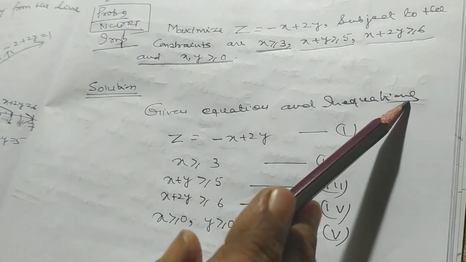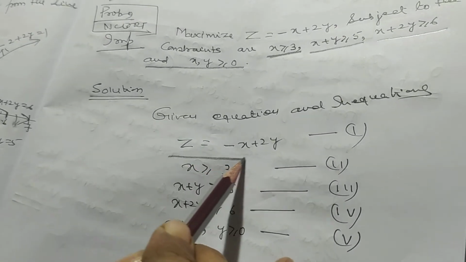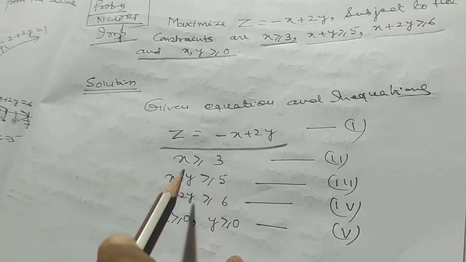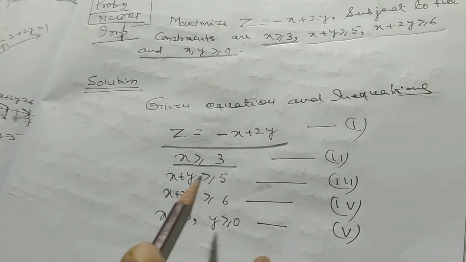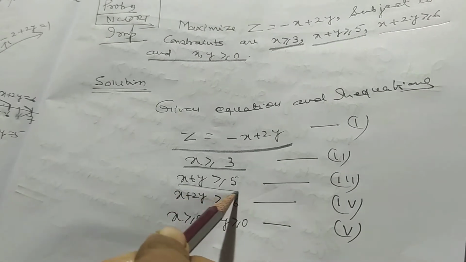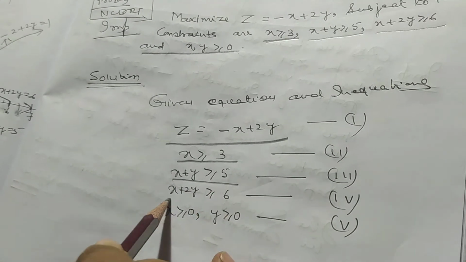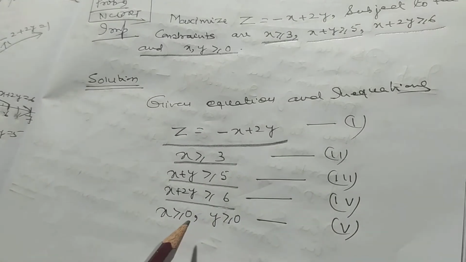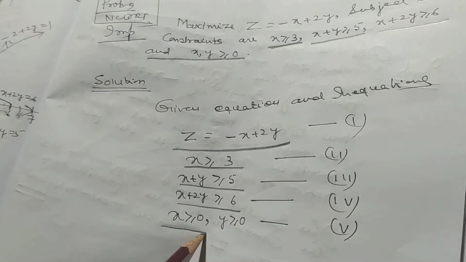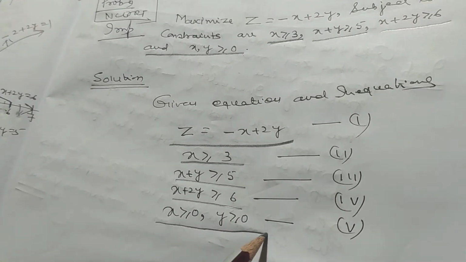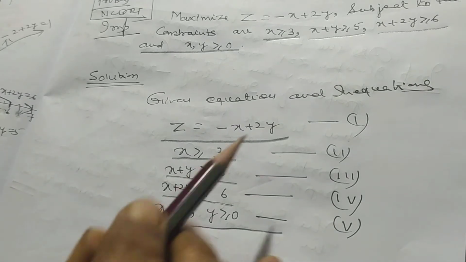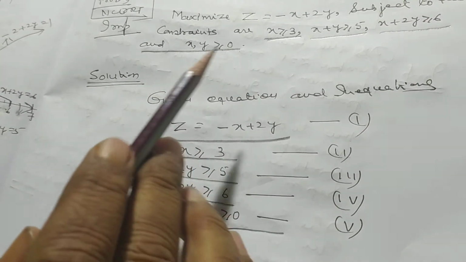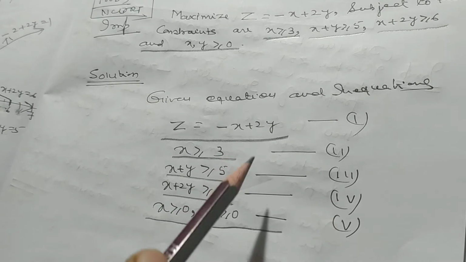Given equation and inequations: z is equal to minus x plus 2y is the objective function, x greater than equal to 3, x plus y greater than equal to 5, x plus 2y greater than equal to 6, x greater than equal to 0, and y greater than equal to 0. So these are the equation and inequations.